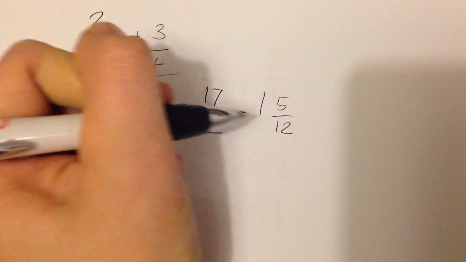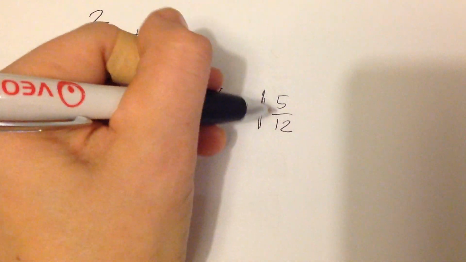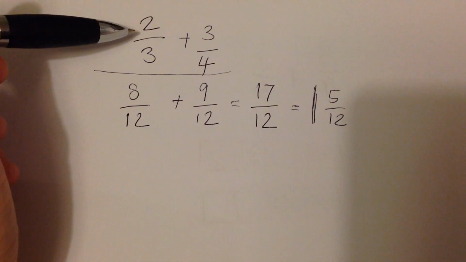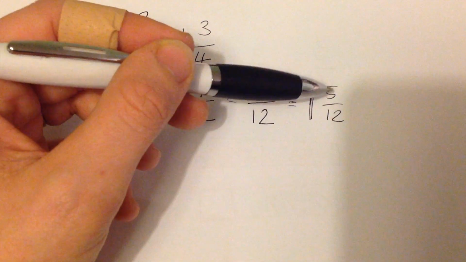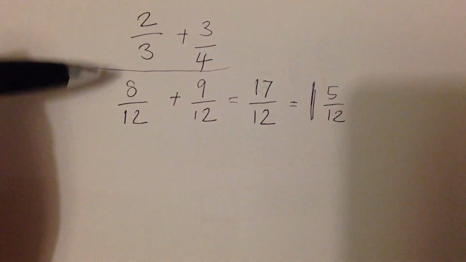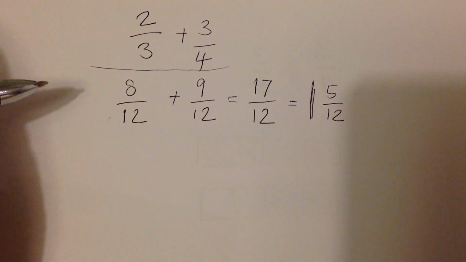I can't do any more to that, so my answer is, that looks quite small, 1 whole 1 and 5 twelfths. So going back to the original question, 2 thirds plus 3 quarters is 1 whole 1 and 5 twelfths. And I did that because I needed to make sure I had equivalent fractions with the same denominator.